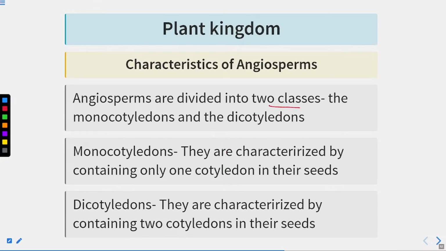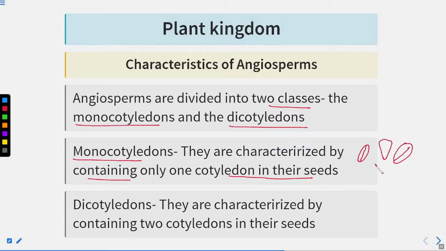Angiosperms are divided into 2 classes, monocotyledons and dicotyledons. What are monocotyledons? They are characterized by containing only 1 cotyledon in their seed. So if you see the seed of rice, it is like this, right? Maize, or even wheat, they are all monocots. Their seed cannot be split into 2 parts.